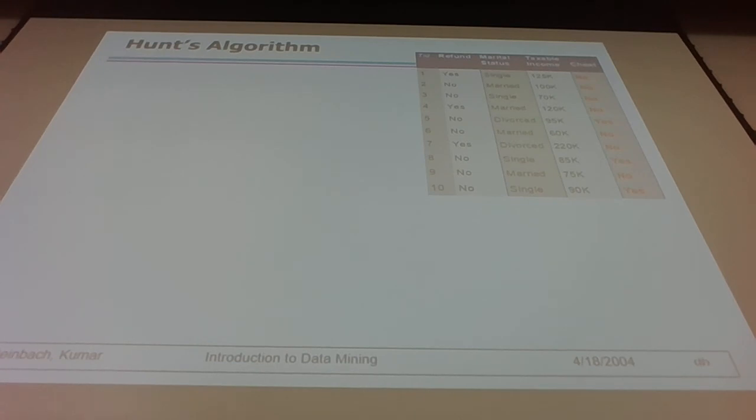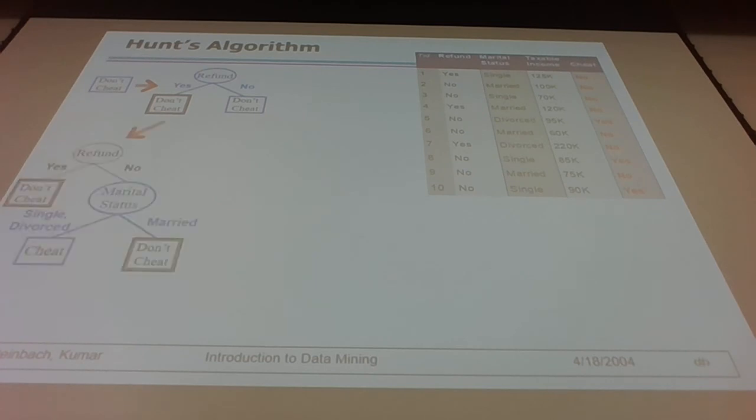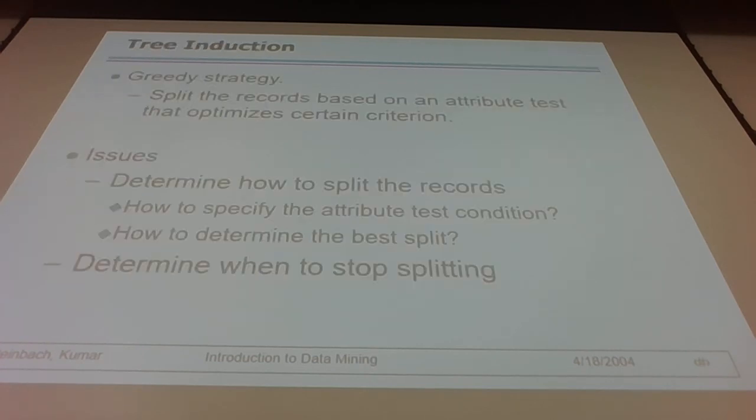So Hunt's algorithm is very basic, and that is what we talked about. We don't have to go over that example again; it's the same example that we used. So now the question is, how do we split?